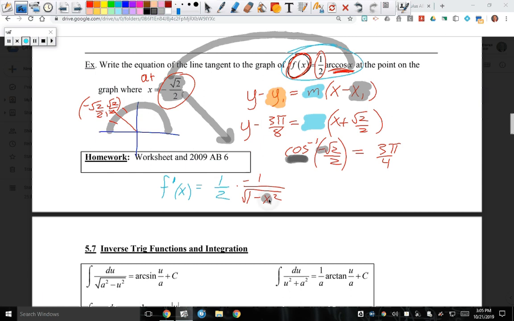So, right here. So negative root 2 over 2 squared is 2 over 4, or 1/2, right? So positive 2 over 4, which is 1/2, I have negative 1 over the square root of 1 minus 1/2. So 1 minus 1/2 is a half. And the square root of 1/2 is the same as the square root of 1 over the square root of 2. You see how I'm doing that?